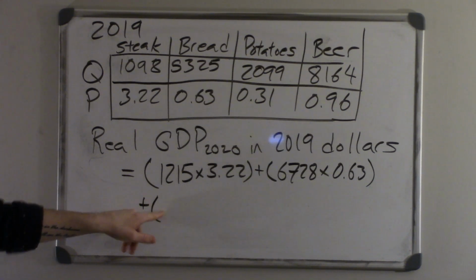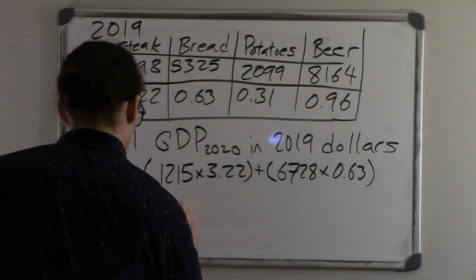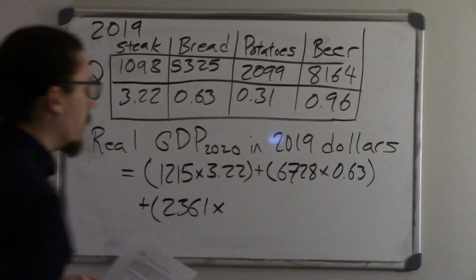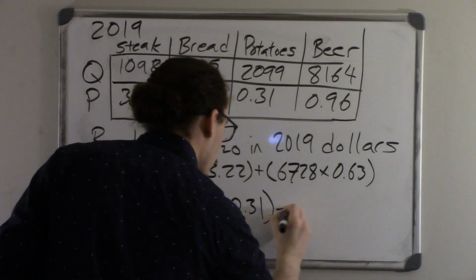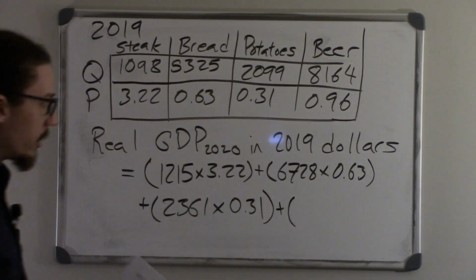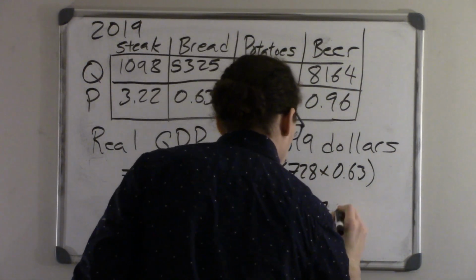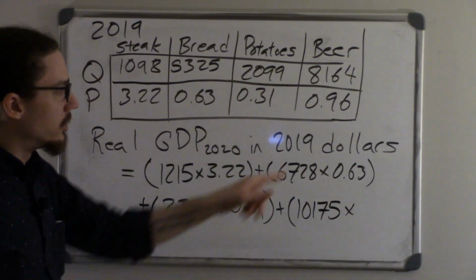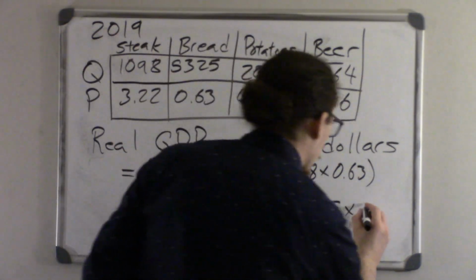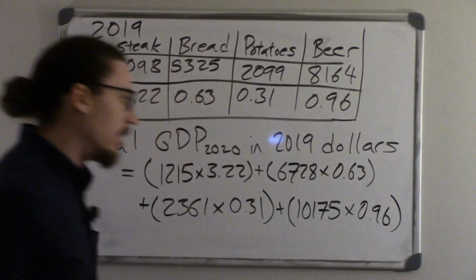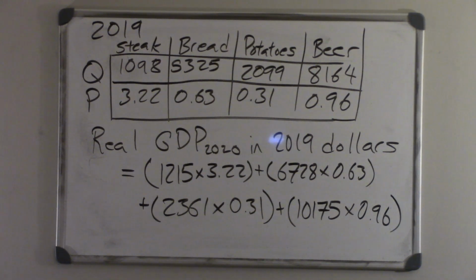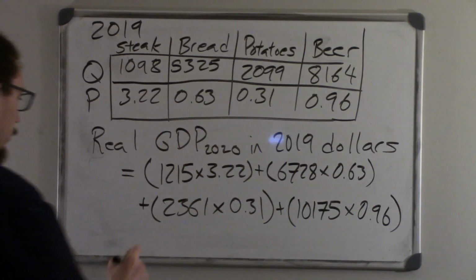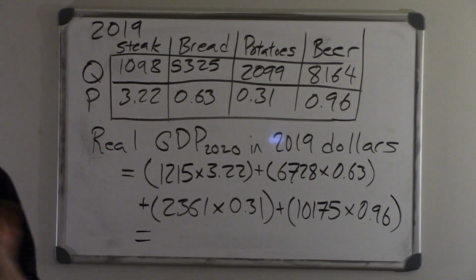Then we are going to add to that the quantity of potatoes in 2020, so 2,361. Right, multiply that by the price of potatoes in 2019, so 0.31. And then last but not least, we're going to take the quantity of beer in 2020, which was 10,175, and multiply it by the price of beer in 2019, which was 0.96. All right, once we have all of those pairs together, right, we're essentially done.